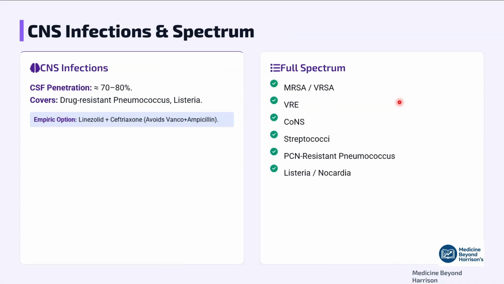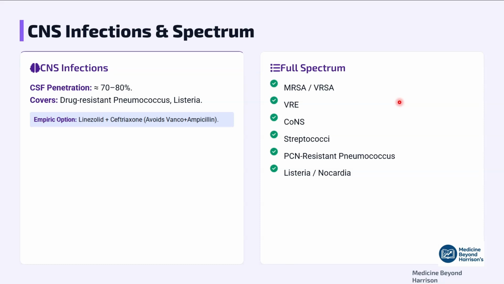For CNS infection, it's a very good CNS-penetrating drug with around 70 to 80% penetration. It can be used as an alternative to ampicillin and vancomycin regimens in case of pneumococcus and listeria. It can be combined with ceftriaxone; the ceftriaxone plus linezolid combination is also one of the known regimens used for these organisms.